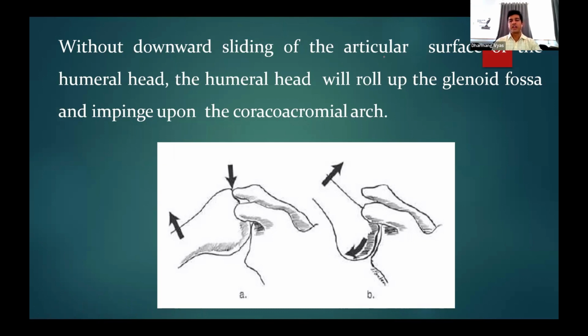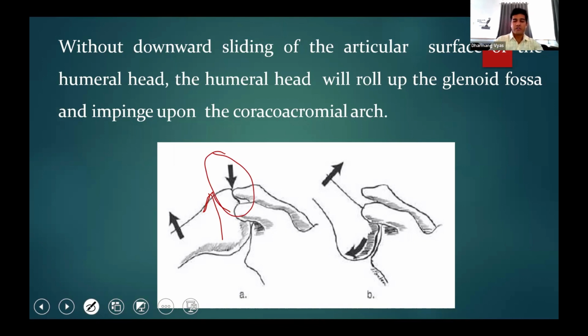Without downward sliding of the articular surface of the head of humerus, the humeral head would roll up on the glenoid fossa, causing impingement on the coracoacromial arch. So in case this center of rotation was not shifting constantly, then every time we rotated the head of humerus or moved the shoulder through range of motion, the humerus would have translated superiorly, causing impingement over the subacromial structures.